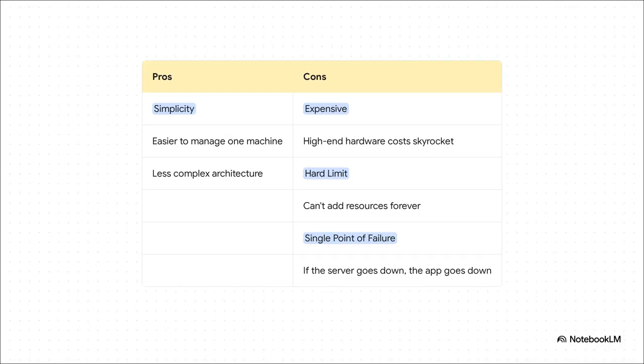So, this approach gives you a really clear trade-off. On the one hand, you've got simplicity. I mean, it's almost always easier to manage one powerful machine. But on the other hand, the cons, they are significant. That high-end hardware gets incredibly expensive really fast. And you eventually hit a hard physical limit. You can't just add RAM forever. But the real killer, the most critical drawback, is the single point of failure. If your one giant bus breaks down, well, everyone is stranded. Your entire application just goes offline.